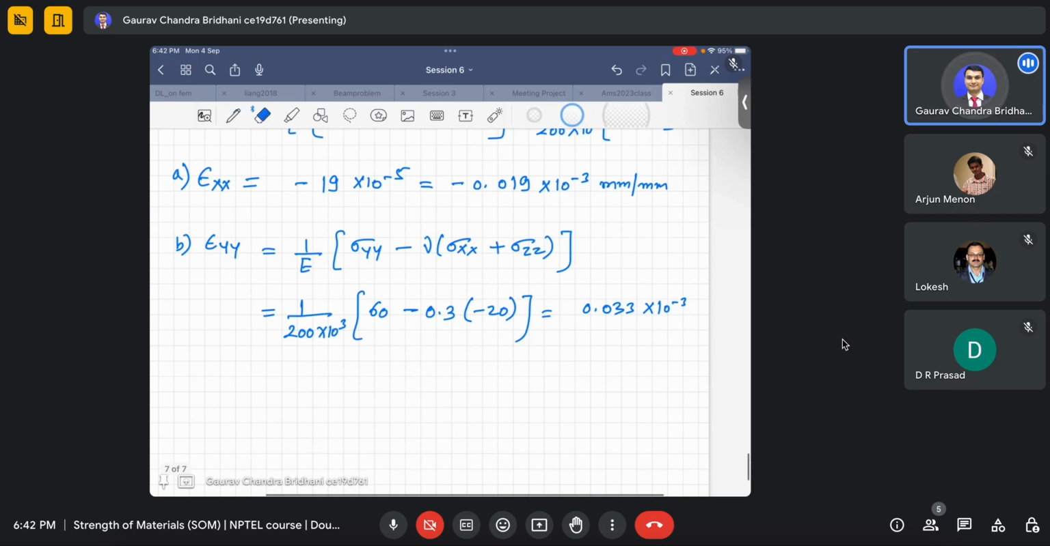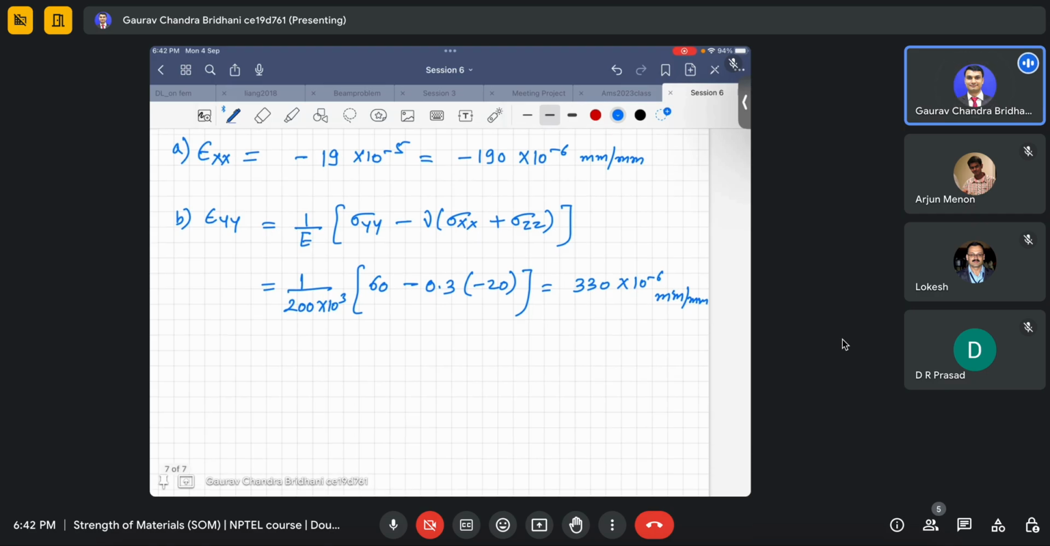Or what I will do, I'll do in 10 to the power -5. So better is I'll write like this, minus 190 into 10 to the power -6 mm per mm. That will be better. Okay, so we can say micro strain. Yeah, that will be better. So here also it will come out to be 330 into 10 to the minus 6 mm per mm.